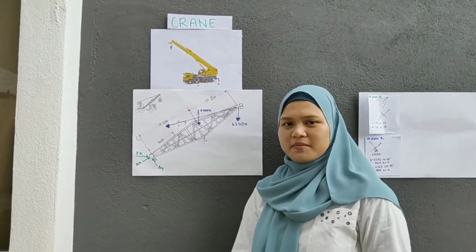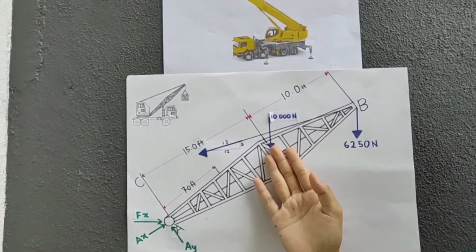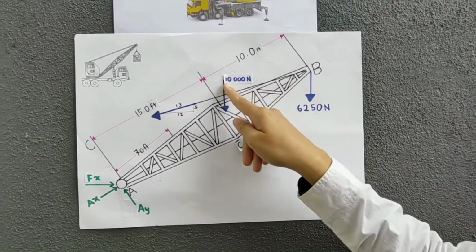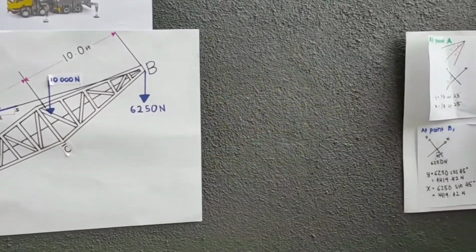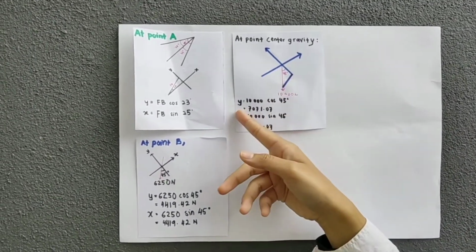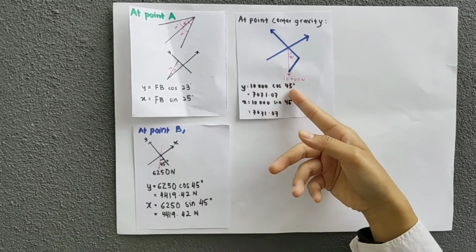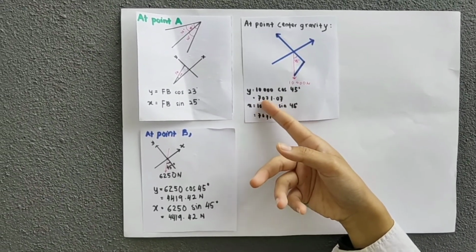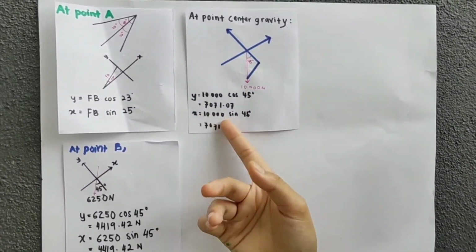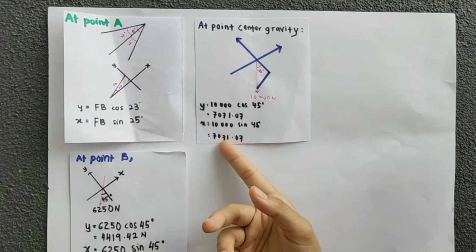Assalamualaikum. Hi, my name is Nafara Fariza binti Ahmad and today I'm going to discuss the center of gravity at point C. As we can see, the total force of this beam is 10,000 Newton. At the center of gravity, the angle is 45 degrees. So the summation of y is 10,000 cos 45 degrees, which gives 7,071.06 Newton. The summation of x is 10,000 sin 45 and we will get 7,071.07 Newton.